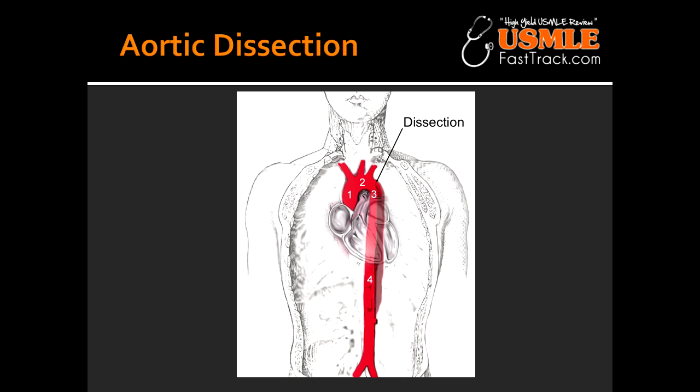What would be a major complaint of a patient that is suffering from aortic dissection? A major complaint of a patient suffering aortic dissection would be tearing chest pain radiating to the back. What would you see on a chest x-ray in a patient suffering aortic dissection? You would see mediastinal widening.